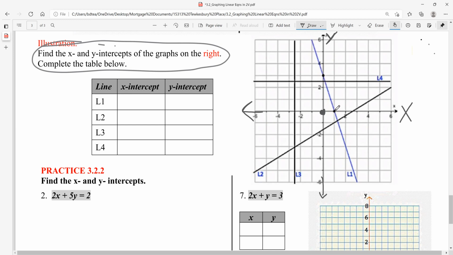Line 1 is intercepting the x-axis right here. So that's at point 1. So the x-intercept is going to be (1, 0), because you go over 1 and it's on the line. The y-intercept for line 1, this is 1, 2, 3. This looks like (0, 3).